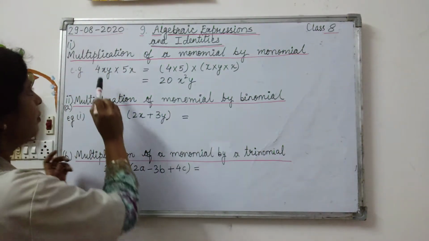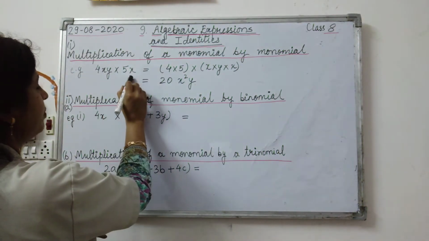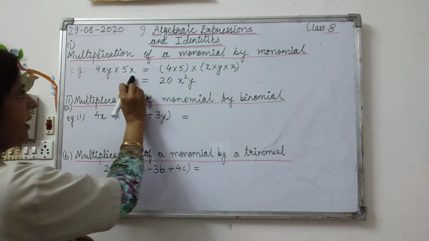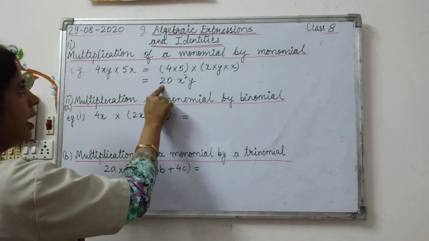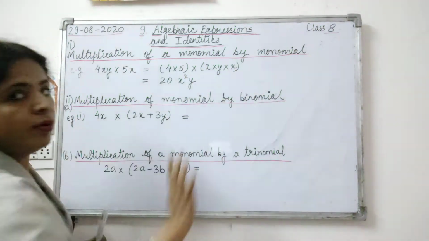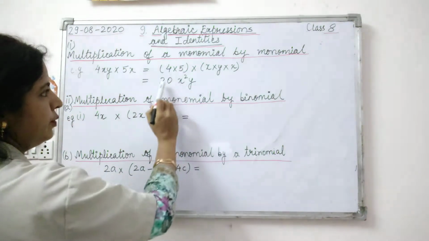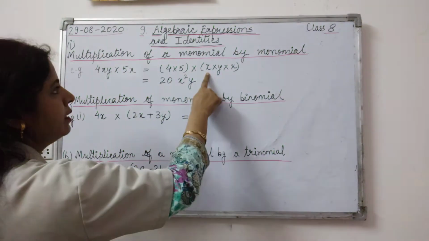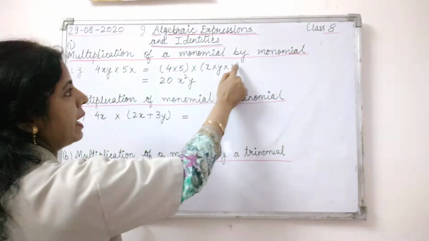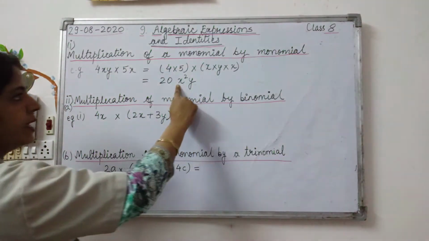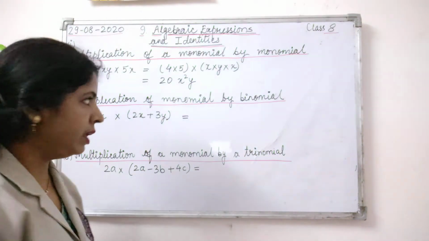When we are multiplying a monomial, monomial means a single term, by a monomial, for example 4xy multiplied by 5x, what we have to do? We have to collect the numerical coefficients, and multiply the variables. 4 fives are 20, and here we can see this variable is repeating. So using the laws of exponents, we can collect the power of x and write the variable as x square y. So this is how to multiply a monomial by a monomial.